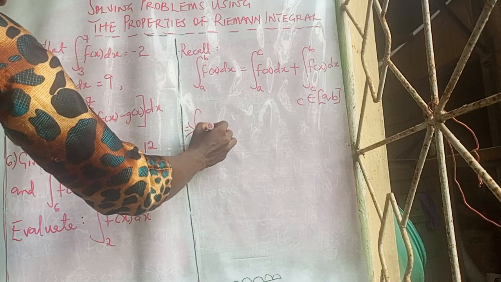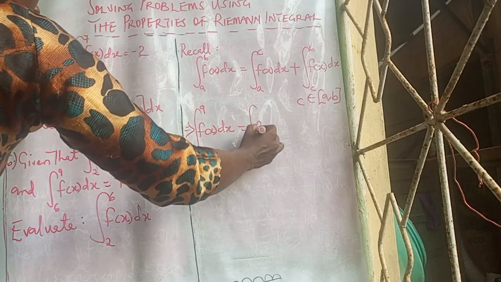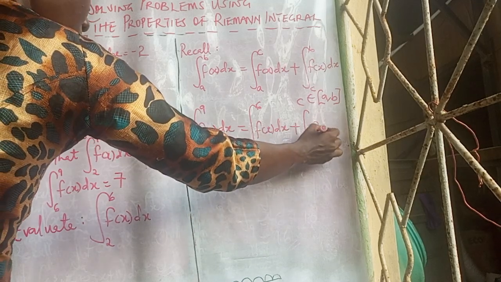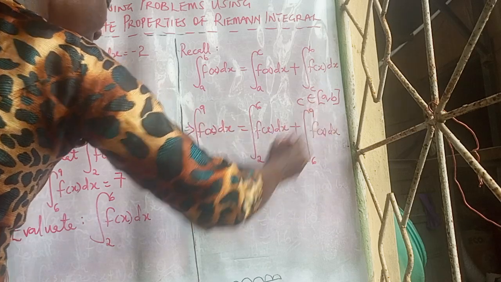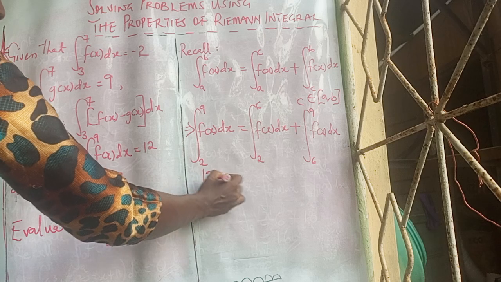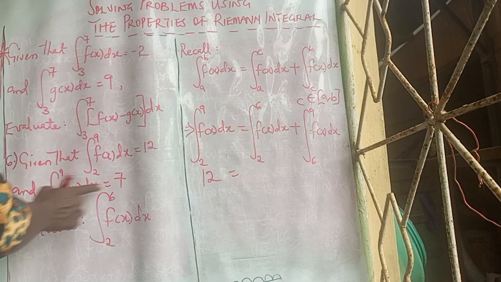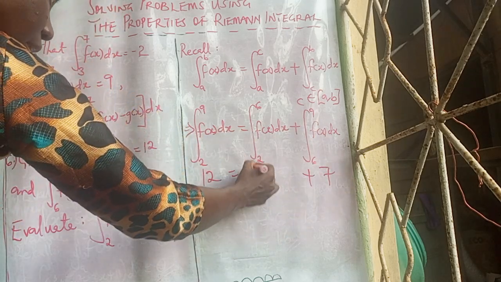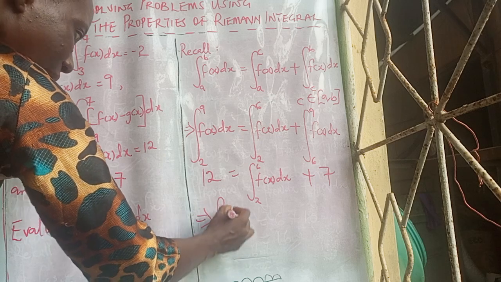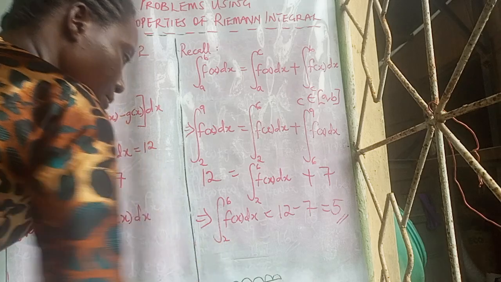The integral of f of x dx from 2 to 9 is equal to the integral of f of x dx from 2 to 6 plus the integral of the same f of x dx over the interval 6 to 9. In the question, we are told the integral of f of x dx over the interval 2 to 9 is 12, and the integral of f of x dx over the interval 6 to 9 is 7. We are to find the integral of f of x dx over the interval 2 to 6. This tells me that it is equal to 12 minus 7, and that is 5.